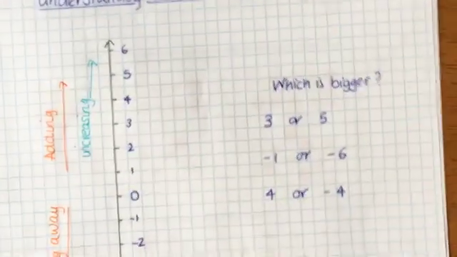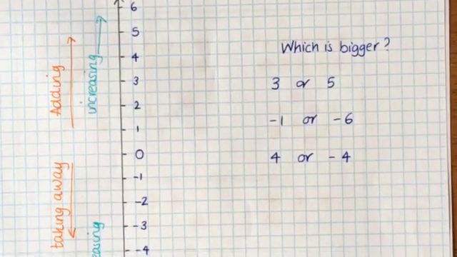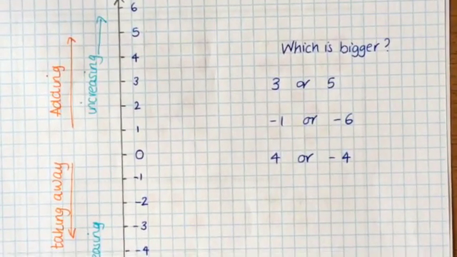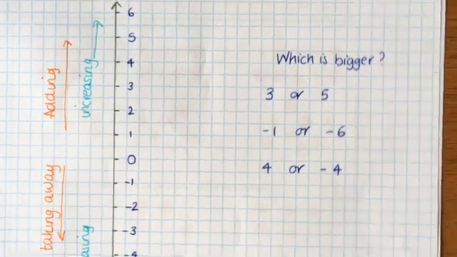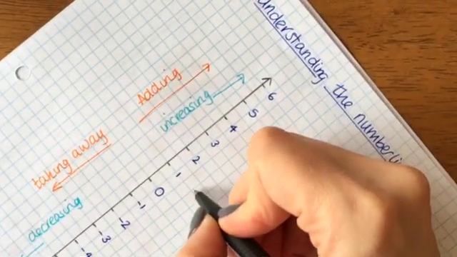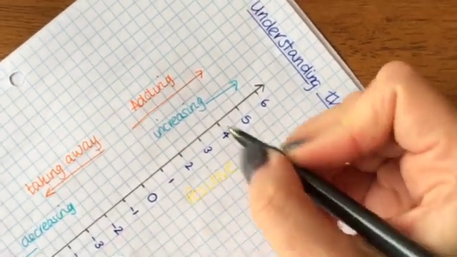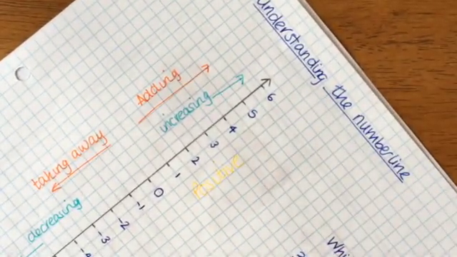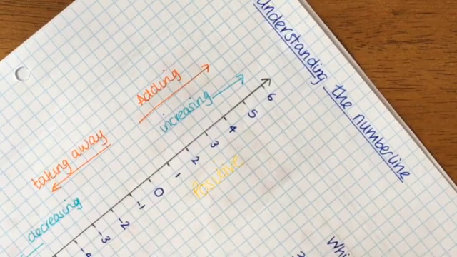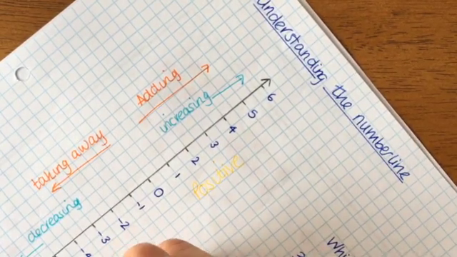Right. So what have we got on our number line here? We've got positive and negative numbers. So my positive numbers are my numbers above 0, aren't they? So I'm going to label these positive. And my negative numbers are my ones below 0. And these are negative.